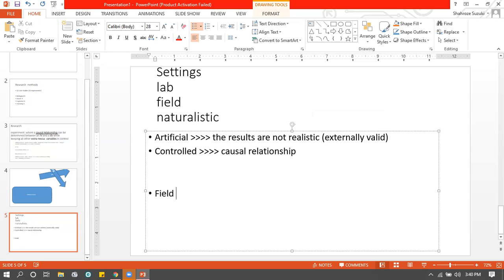Red products or blue products. If I do it in a lab, it won't make sense. So I need to do it in a shopping mall, because a shopping mall is a natural place where people buy things. If I do this experiment in a shopping mall, the results are going to be realistic. That's an advantage. Externally valid. So it's going to be realistic.